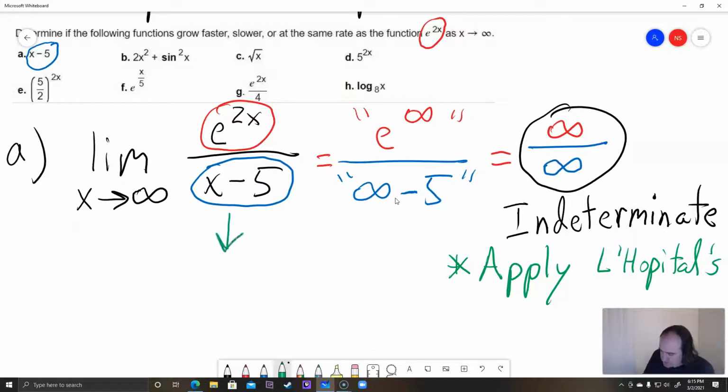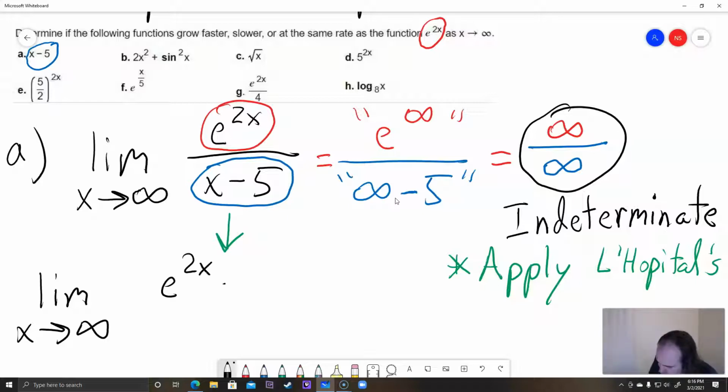Okay, so when we do that here, we're going to get the limit as x goes to infinity. Well, the derivative of e to the 2x is going to be e to the 2x times 2. So in our numerator, we're going to have e to the 2x times 2, because that's the derivative of the outer function, and the derivative of e to the u is just e to the u, times the derivative of the inner function. Well, the derivative of 2x is 2.